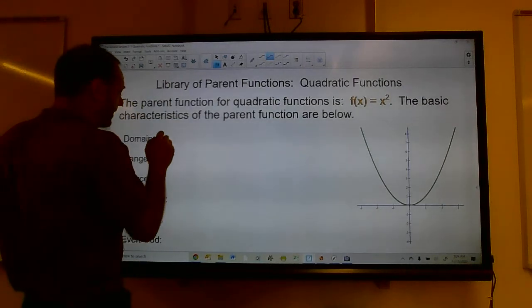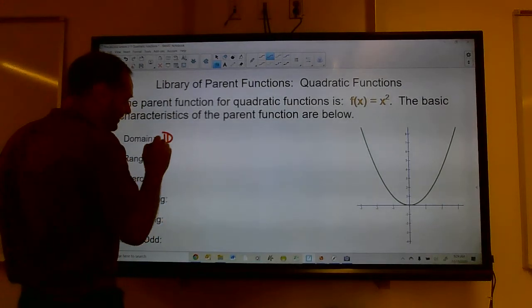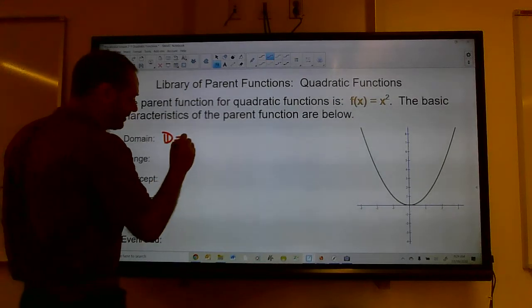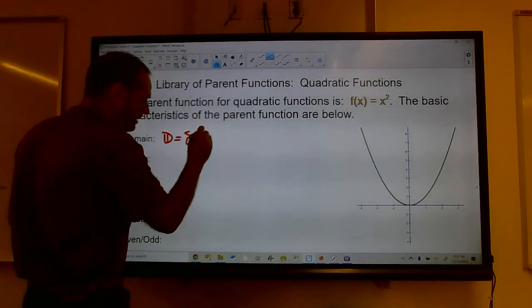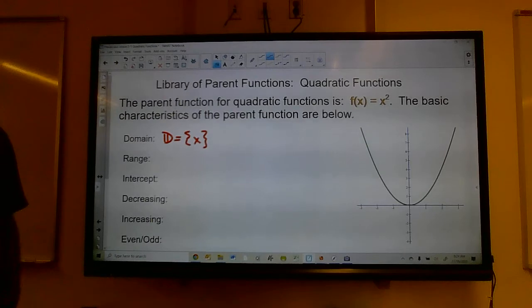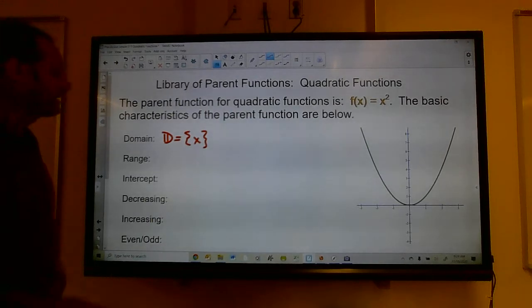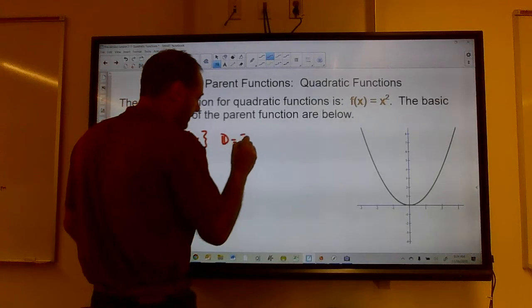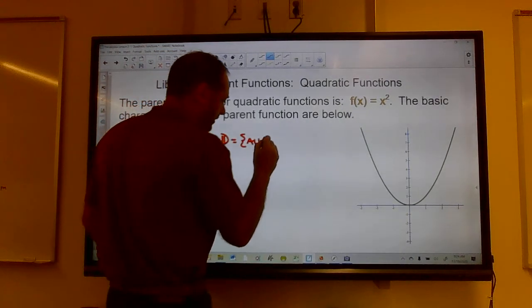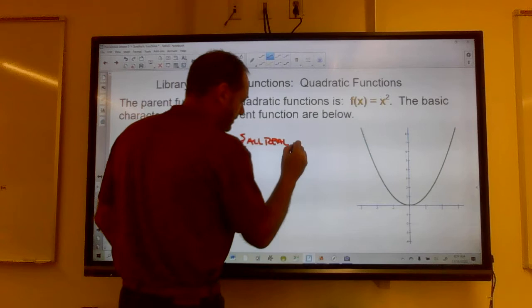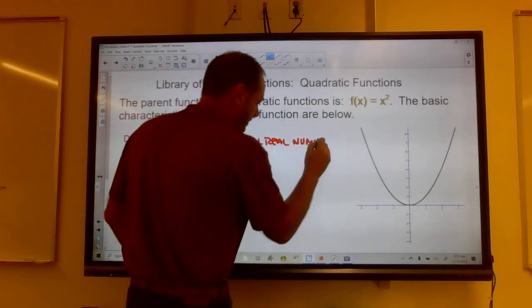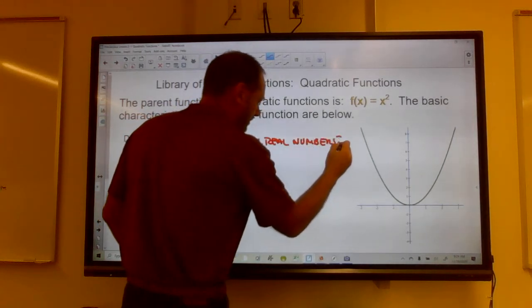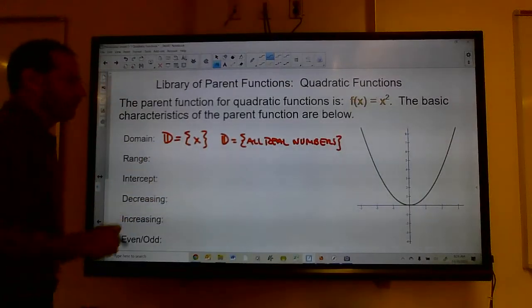So I can plug in any number I want. I write the domain equals the set of all x's. Okay, I can put any number in there I want. Another way you could write this is as all real numbers. That's what this means. That means all real numbers.